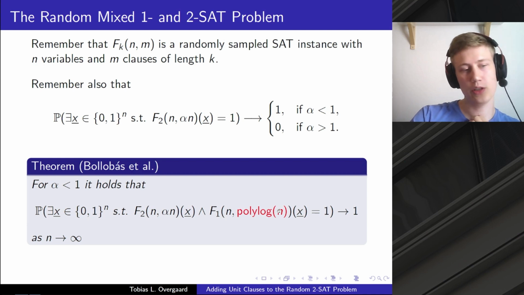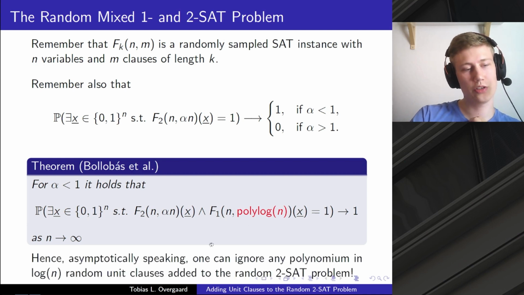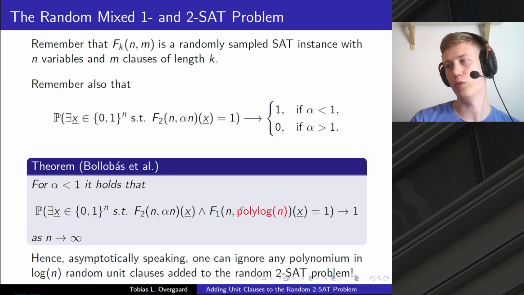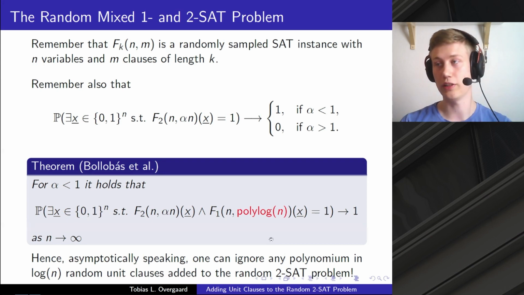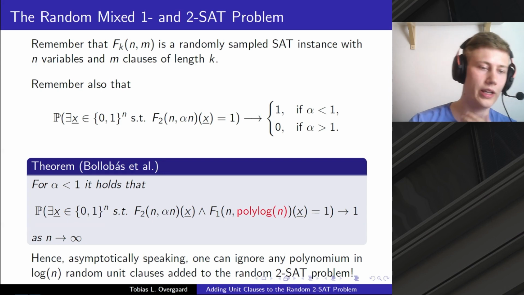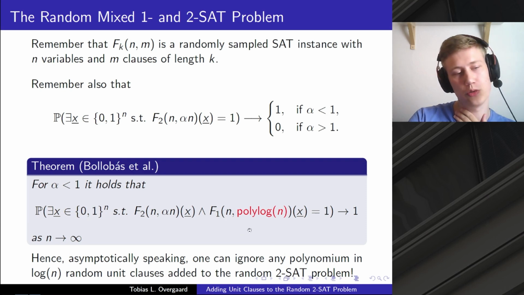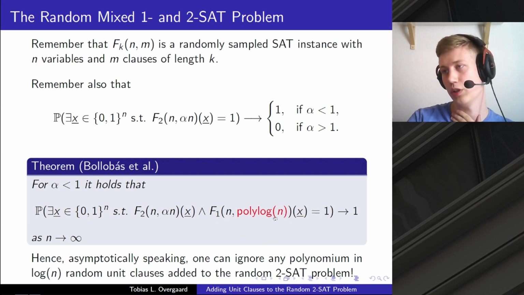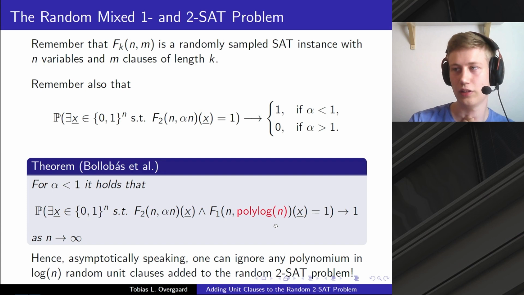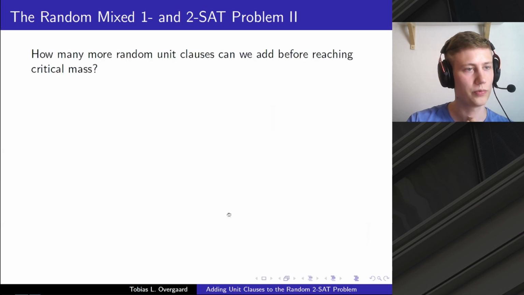So this is quite interesting. We can ignore a number of 1 clauses when looking at the random 2-SAT problem. And what we did was we wanted to know how many 1 clauses can we ignore. This result has no statement of optimality here. So let's see what we can do. Here's the question: how many more random 1 clauses can we keep adding before we reach critical mass?